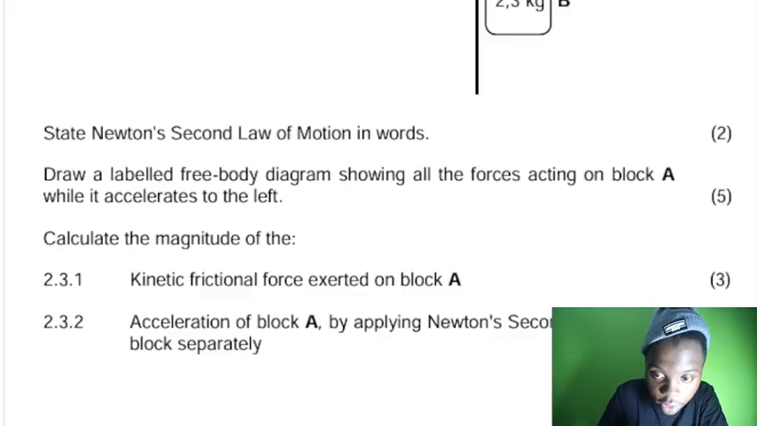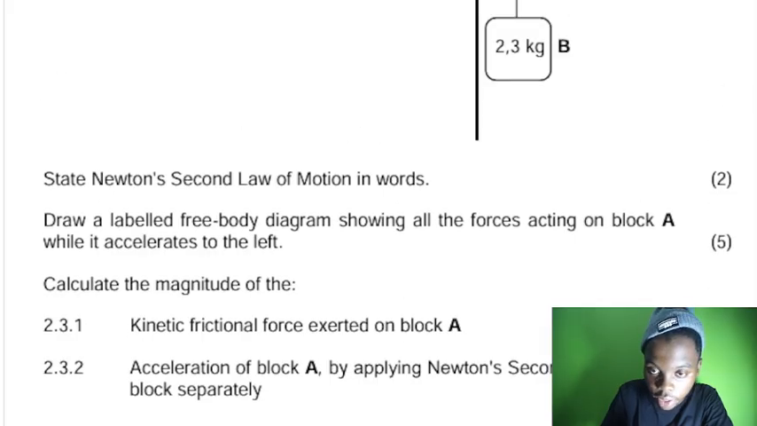The question usually specifies whether to do it to 2 decimal places or more. Next: calculate the acceleration of block A by applying Newton's second law to each block. So when I'm doing that, let's go back to the diagram.